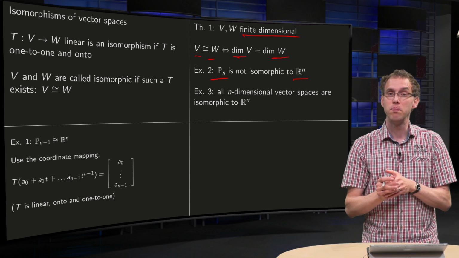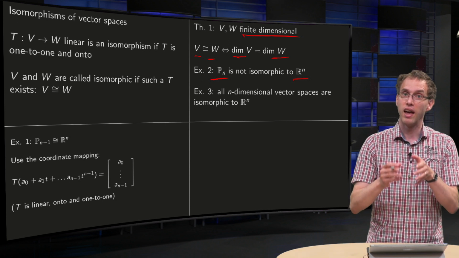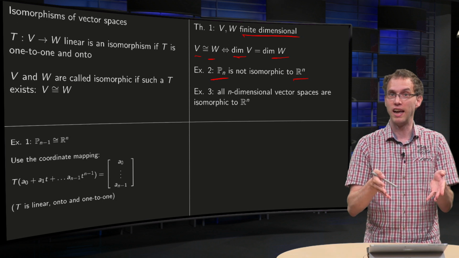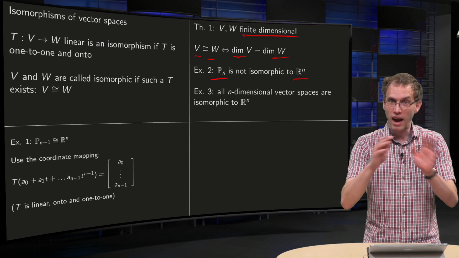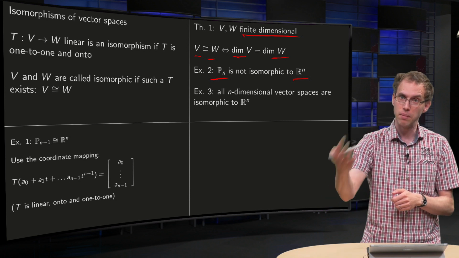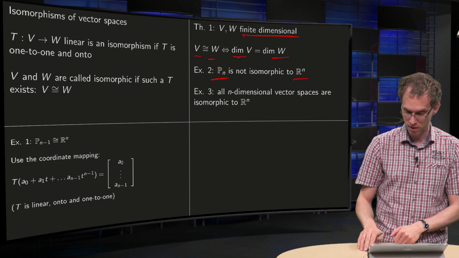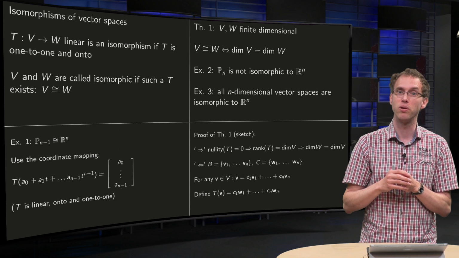And this has a big consequence, of course, because it means in particular, if you have an n-dimensional vector space, then its dimension is n, and the dimension of Rn is also n. So you know that if you have any n-dimensional vector space, it is immediately isomorphic to Rn. That's the third example. So, a sketch of the proof of this strong theorem.